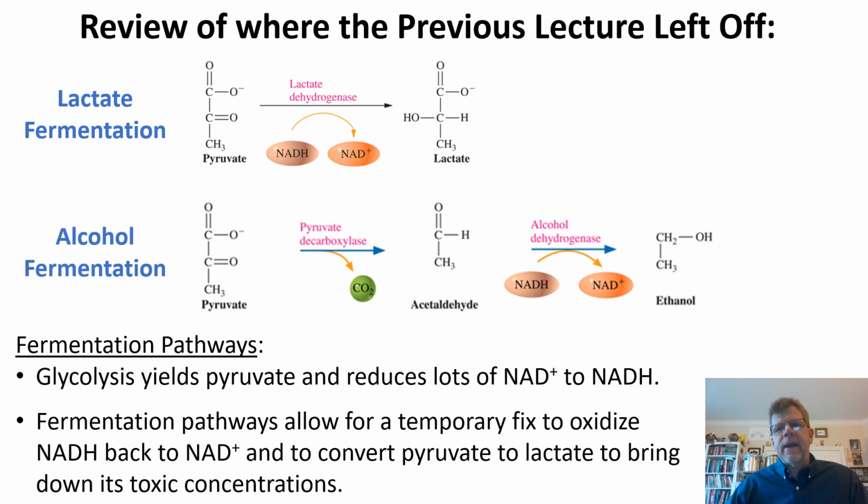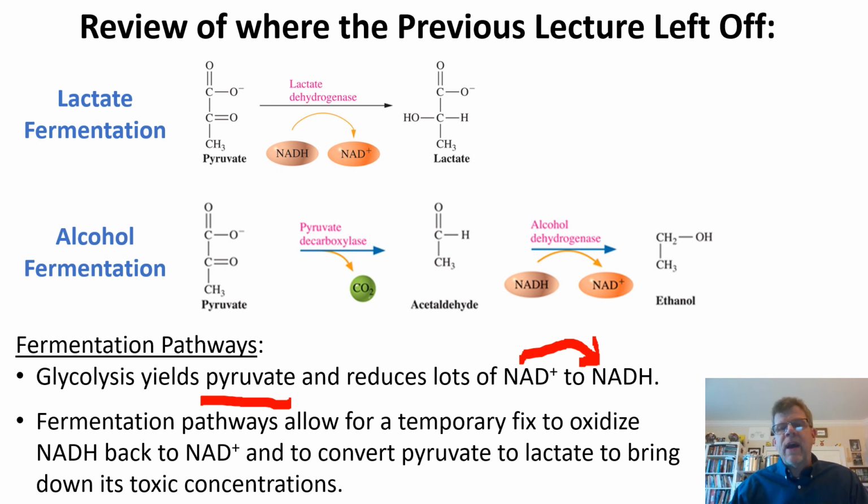The problems with glycolysis, as glucose is being catabolized by glycolysis, is number one, we yield a lot of pyruvate, that 3-carbon pyruvate molecule, which can build up to toxic concentrations within the cell unless it is gotten rid of, meaning converted to something else. We also cycle a lot of NAD to NADH.